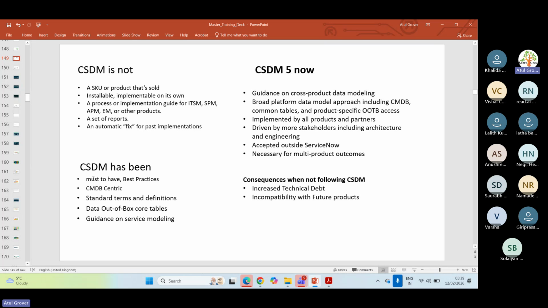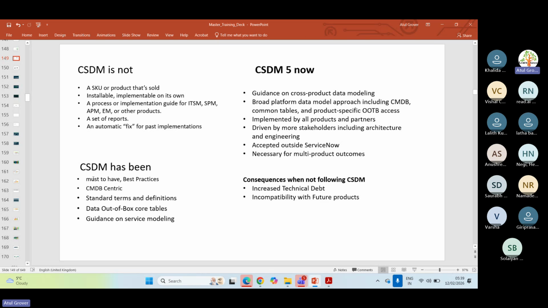Clear, Lalit? Yeah, it's clear, but can I ask a follow-up question? Go ahead. See, I understand that based on the data we know that CSDM is implemented, but how do we know if a particular customer has implemented CSDM? Good question.